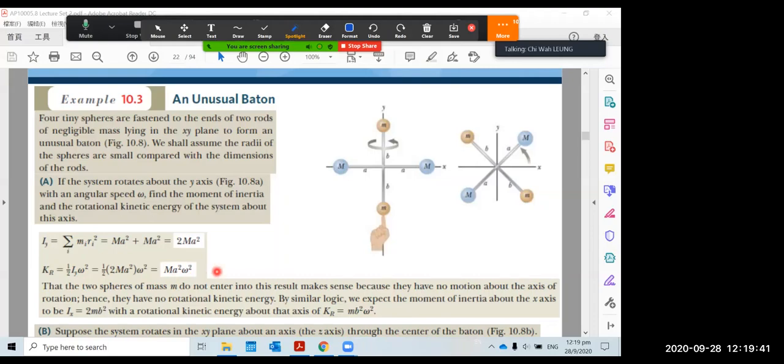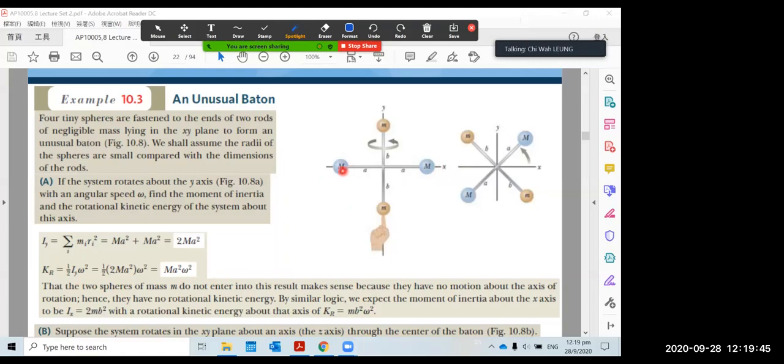Of course, you could try to figure out the linear kinetic energy of the two large balls. The two small ones, because they are on the axis of rotation, have no contribution to the kinetic energy because they are too small and they are not moving linearly. So the calculation would give you the same answer, M a squared omega squared.